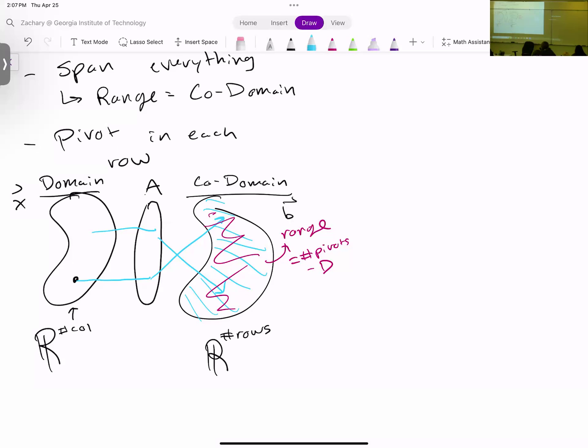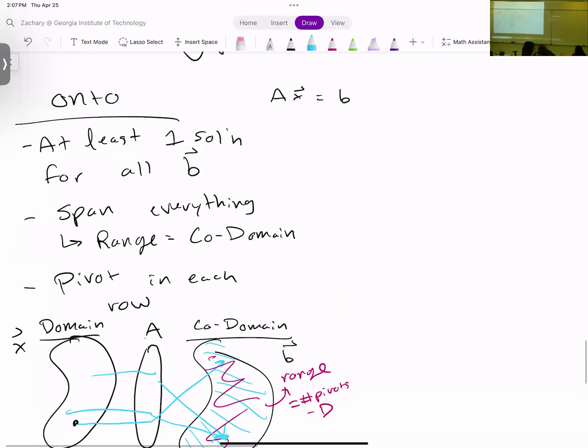What it does not tell you is you could have a second X that goes to the same B. You could have multiple inputs go to the same output. Okay? Not crazy, that's fine. We just need to make sure we can get everywhere. Okay? So now let's talk about one-to-one.